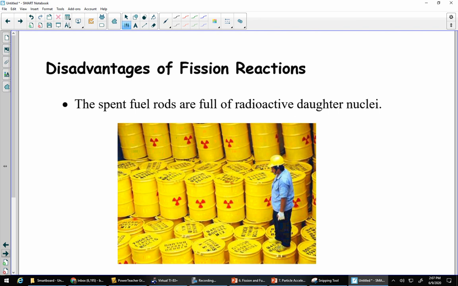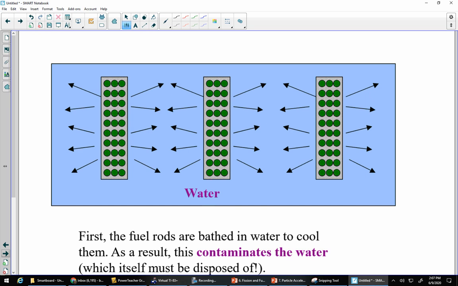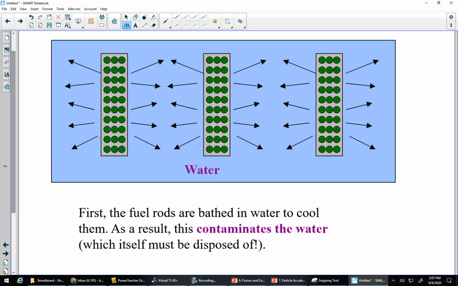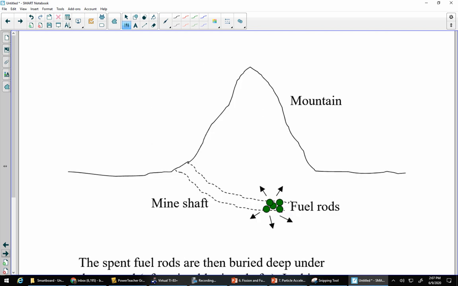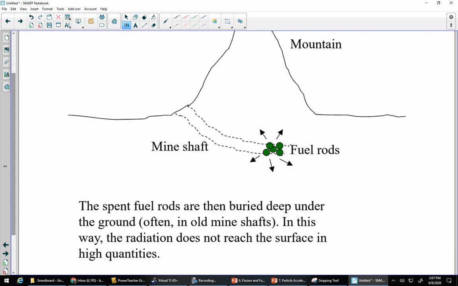Disadvantages: the spent fuel rods are still pretty radioactive. Now, I don't know if this is a real picture or not, but if those are full and that's a real picture, I feel bad for that guy. The water itself can also be contaminated and needs to be disposed of, which is another issue. So typically what they do is they encase things in concrete, lead, and steel to protect from gamma radiation, and then bury them in abandoned mines, which is not the greatest solution, but it is a solution.